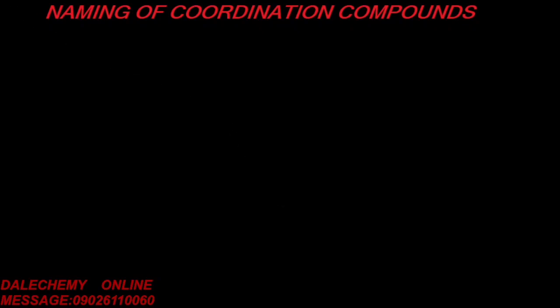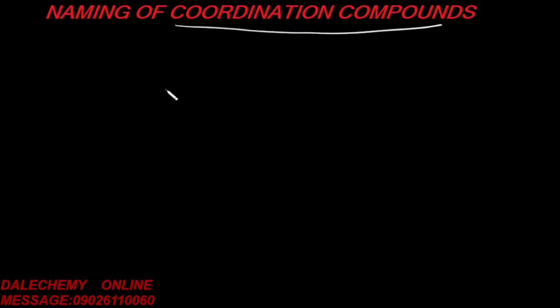In this video we're going to consider the naming of coordination compounds. Coordination compounds are compounds that are formed when metal and ligand are bound together. Now we have some rules for naming them. The first rule says that you should name the positive part before the negative part.